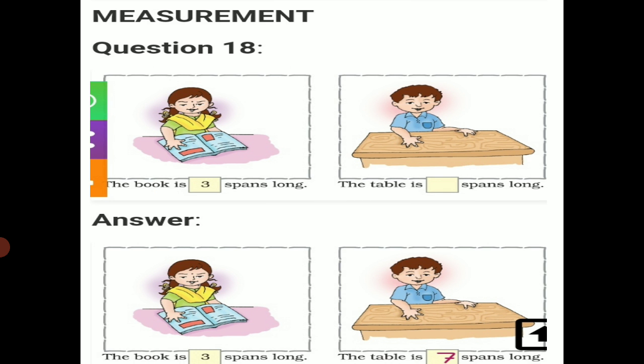Now here you have to use handspan to measure the length of book and table. So take out any book and use your hand to measure. Now this girl is measuring her book and it is coming up to 3 spans. And in the next picture, boy is measuring the table and it is coming to be 7 hand spans. Now you can measure your own book and study table.